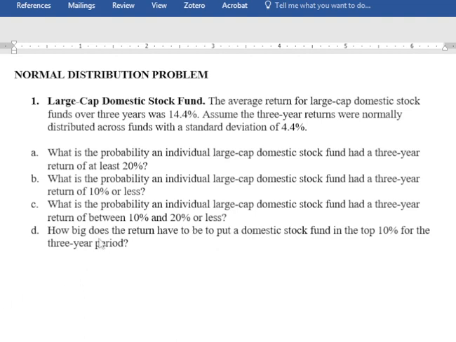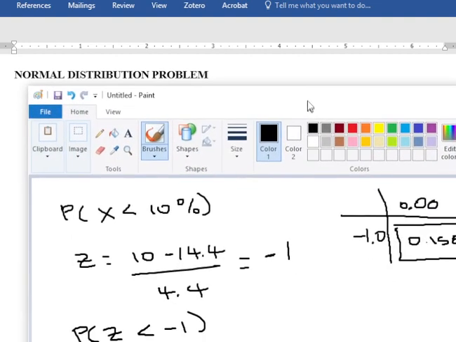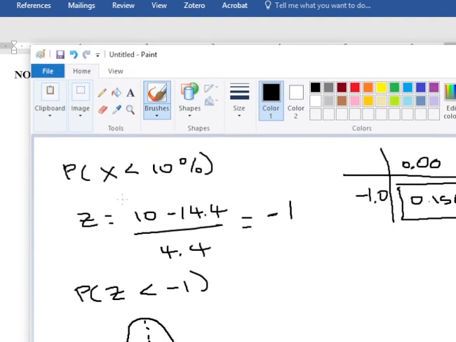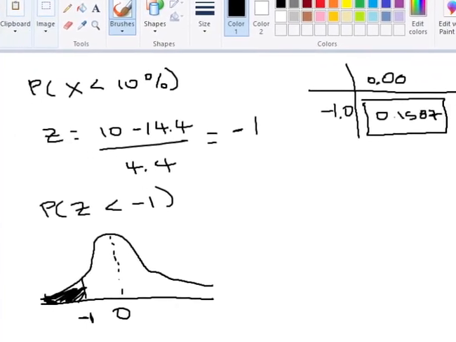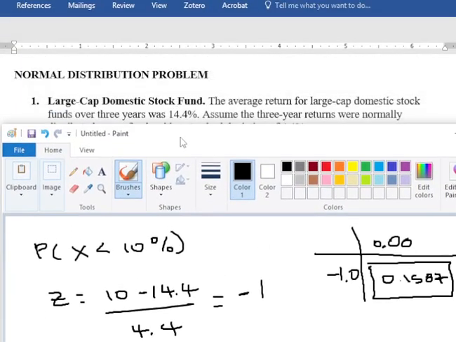Okay, in part B, we need to find the probability that the return is less than 10%. So let's go ahead and do that one. Again, we start by writing our probability statement out. What's the probability that X is less than 10%? We convert our X to Z. We get -1. We are going to rewrite our statement, which is that Z is less than -1. Then we sketch our graph. Again, the graph doesn't have to be perfect, as long as you can decipher what's going on.